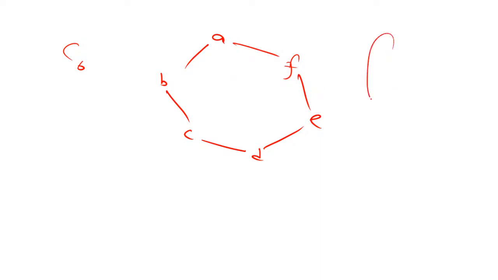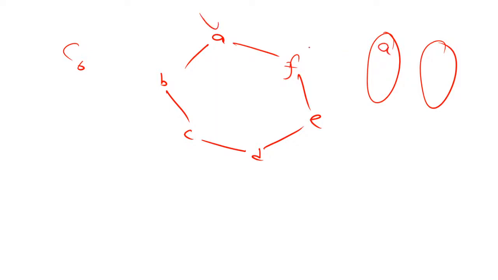C6 is this: A, B, C, D, E, F, with vertices numbered 1 to 6. This is your C6. We have already seen this graph, the cycle graph, in our lectures. This is your cycle graph. Let's see whether it is a bipartite graph or not. Let's try to make it bipartite.